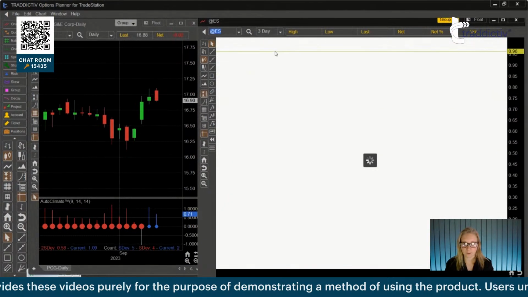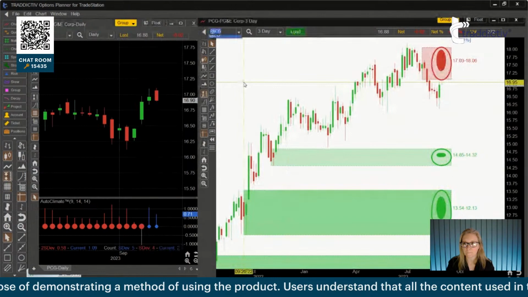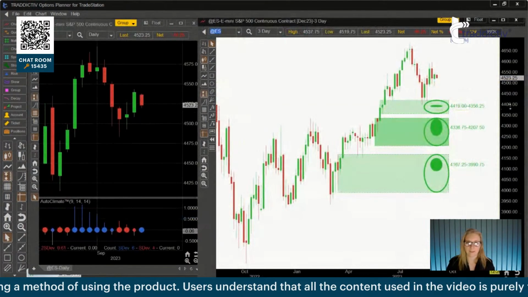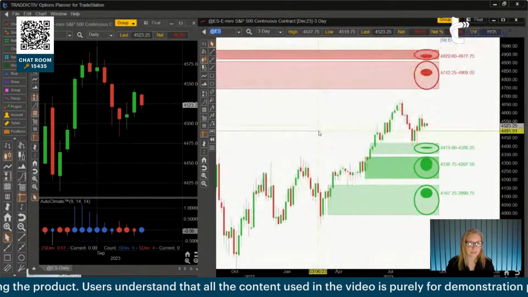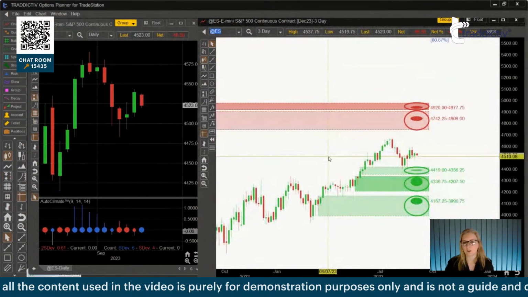Okay, so we're going to look first at what the US market is doing as a whole. So we're going to look at US markets. We're going to look at the ES, which is the continuous futures contract that represents the S&P 500. That is the top 500 US stocks.